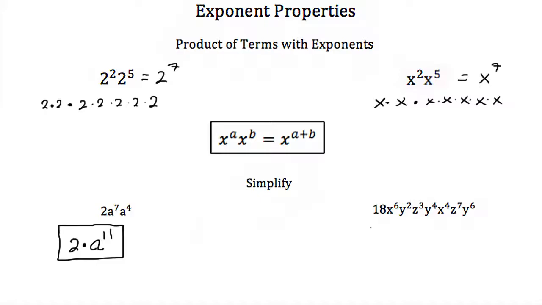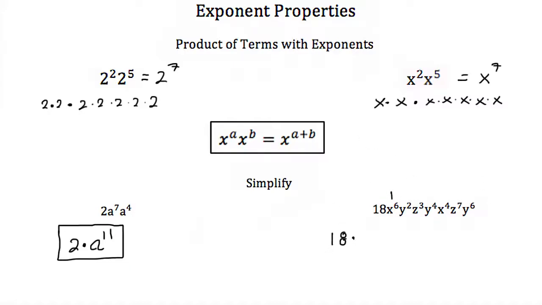Here's a bit harder one. We have 18 times x to the 6th times y squared times z cubed times y to the 4th times x to the 4th times z to the 7th, and finally times y to the 6th. Well, again, the 18 doesn't have anything to do, so we just put it out front. And then we look at our x's first.